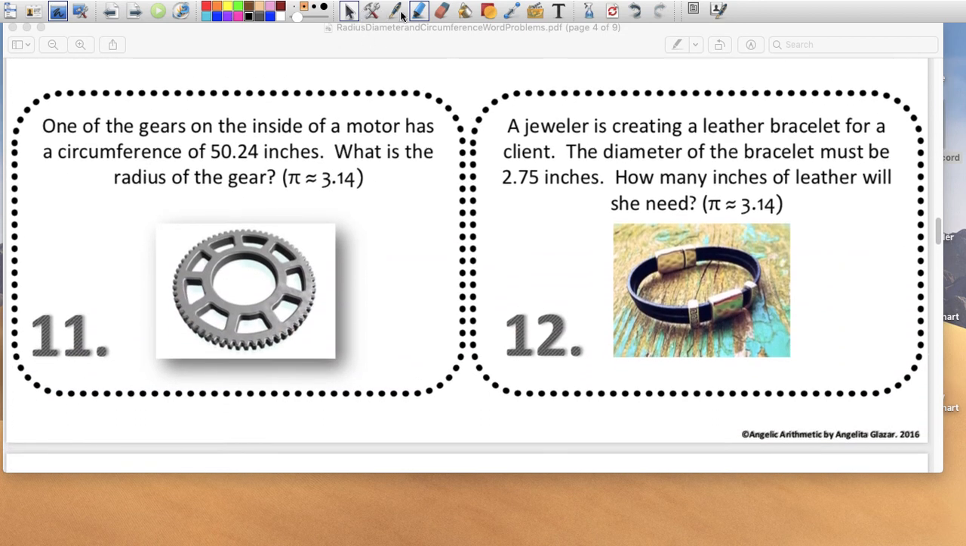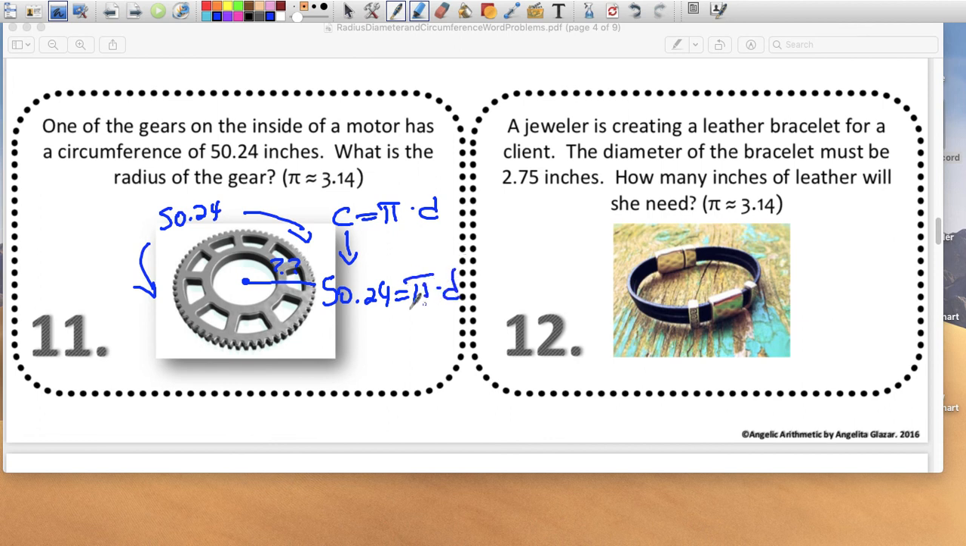One of the gears of the inside motor has a circumference of 50.24. What is the radius? We're looking for this part from here to here. Again, C equals pi times d. This is 50.24 equals pi d. Divide by pi, and divide this by pi. So we're going to get that d equals 50.24 divided by pi, 15.99 inches. Okay, so the radius is 15.99.